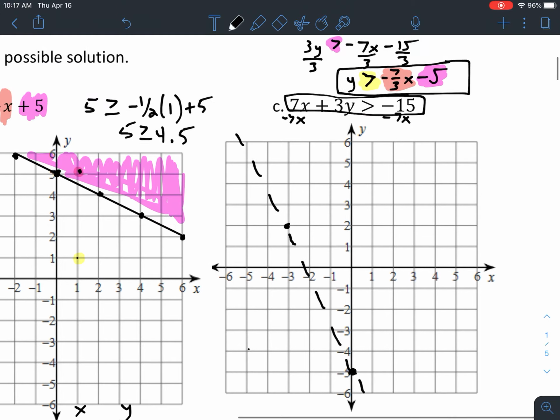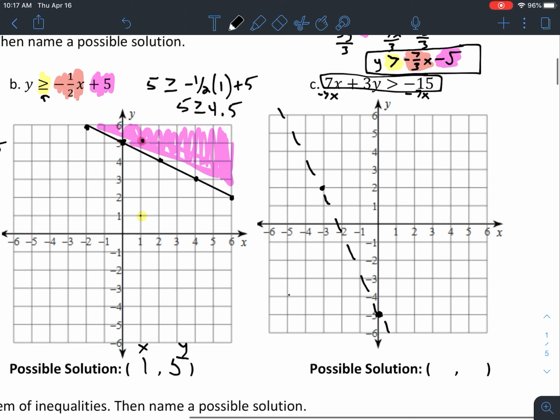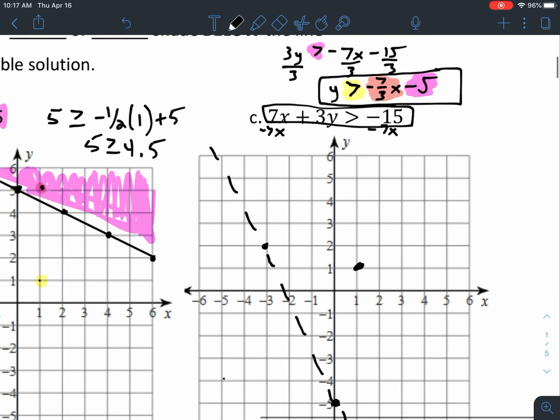Now the next part is we have to find a possible solution. So let's pick an easy number again. We're going to go with 1, 1. I pick 1, 1 just to make it easy, or 0, 0 depending on where it's at. Try and make it as easy as you can on yourself. Okay? So if we look at this, 1, 1. Y is going to be 1. Let me make it better, greater than.